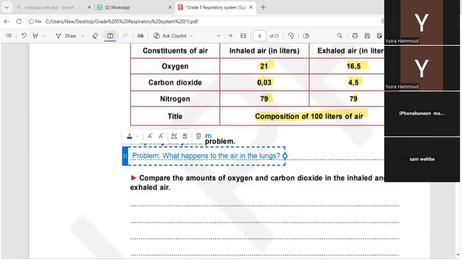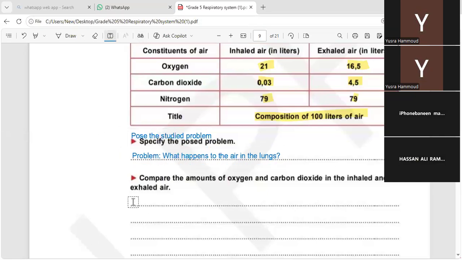Yalla, who is ready? As I always told you, we should hide the word compare to know how to start our answer. Nobody is ready? Even if you make a mistake, it's not a problem. Compare the amounts of oxygen and carbon dioxide in the inhaled and exhaled air. Teacher, can I? Yes, start.